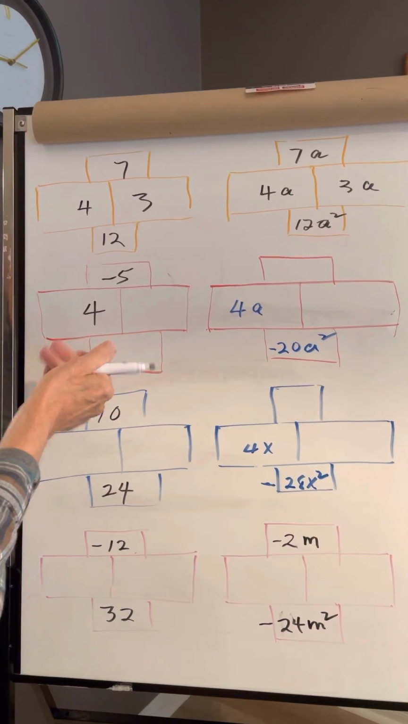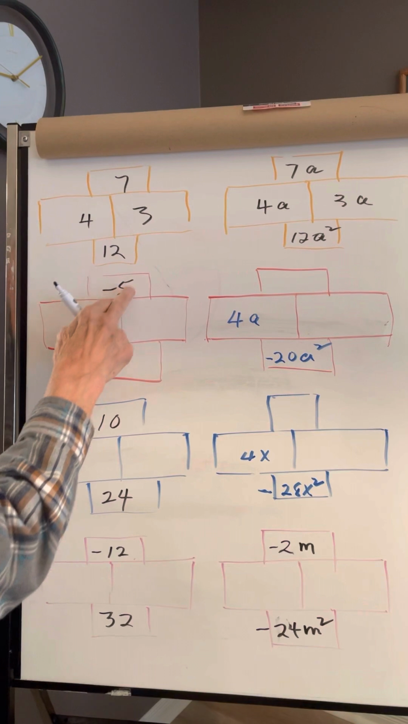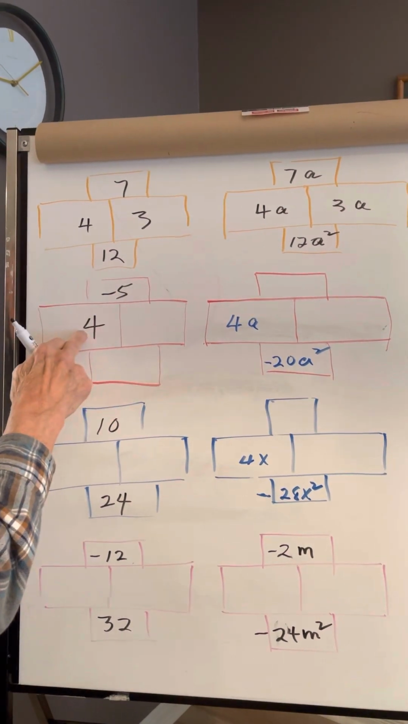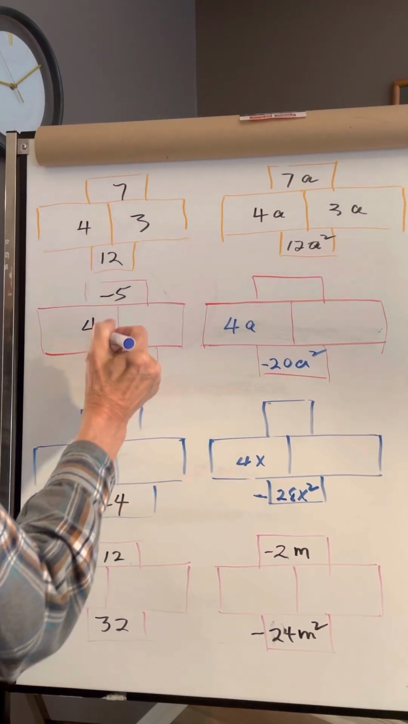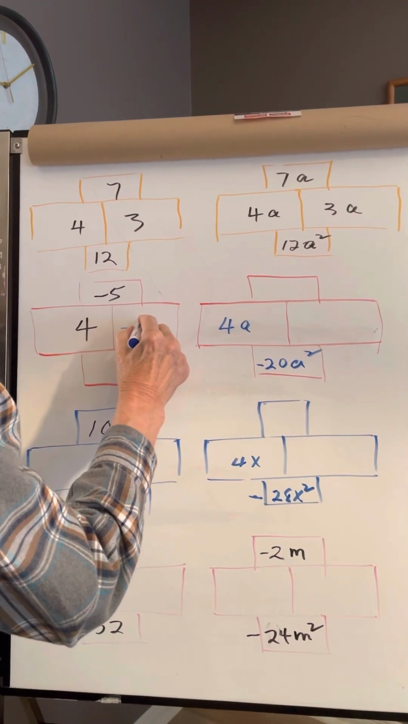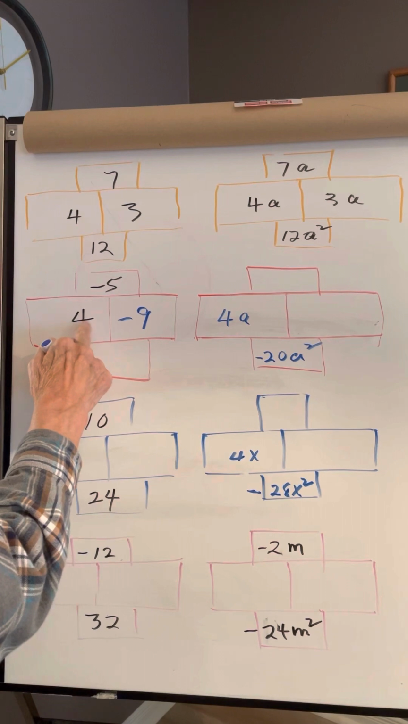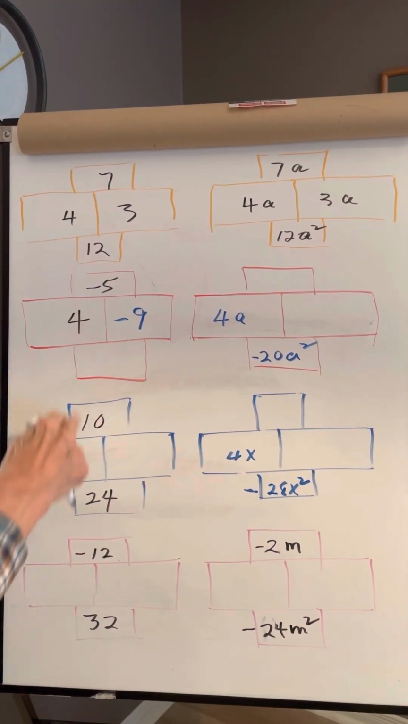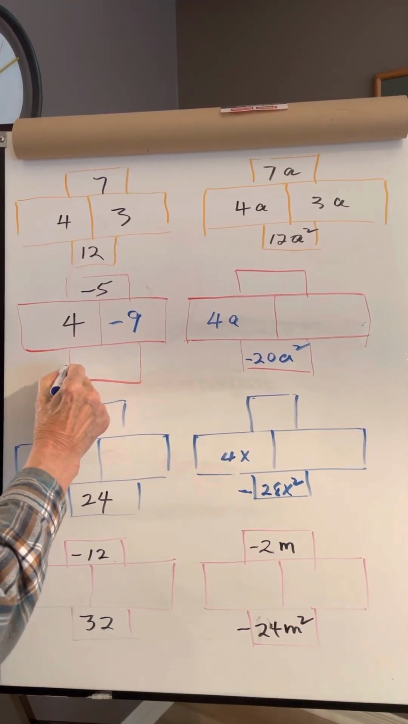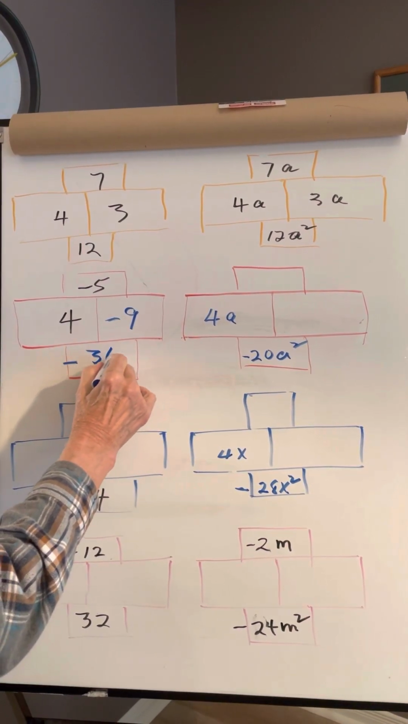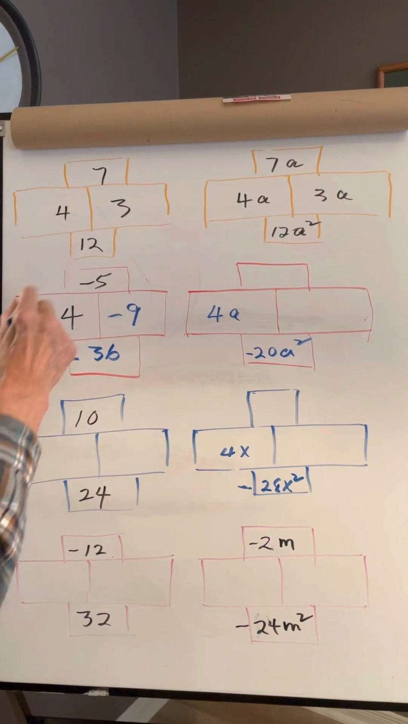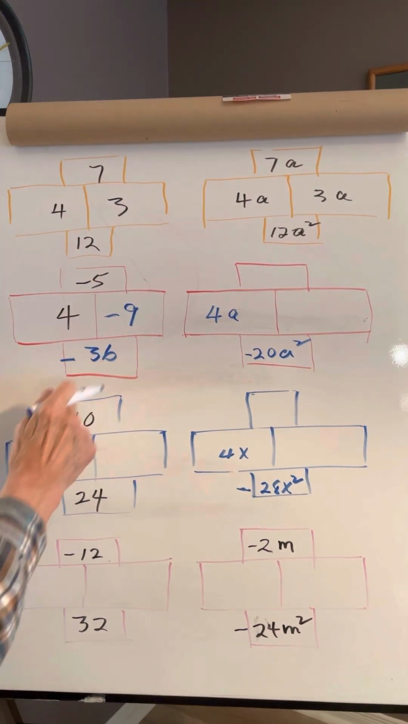I've changed the question this time. I've given you the answer. So what has to go here? So when I add 4 plus what is negative 5? So this has to be a negative number. Okay, so that plus that will give me that. Now when I multiply, see one negative, keep it, and 4 times 9 is 36. Okay, so adding and multiplying.